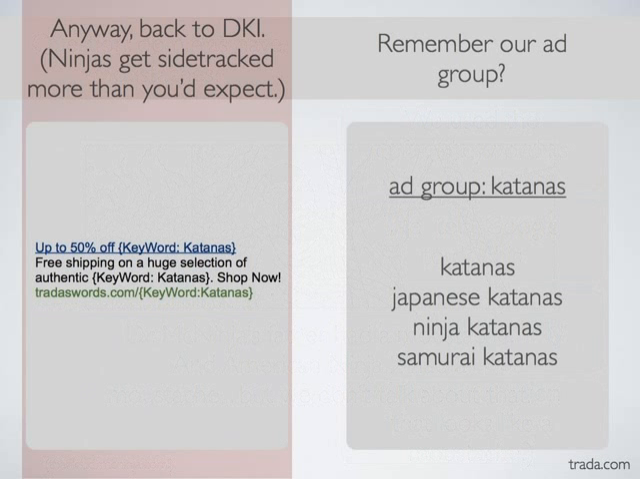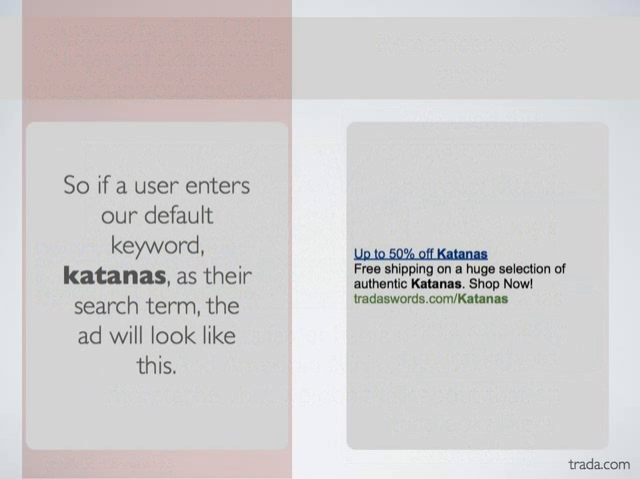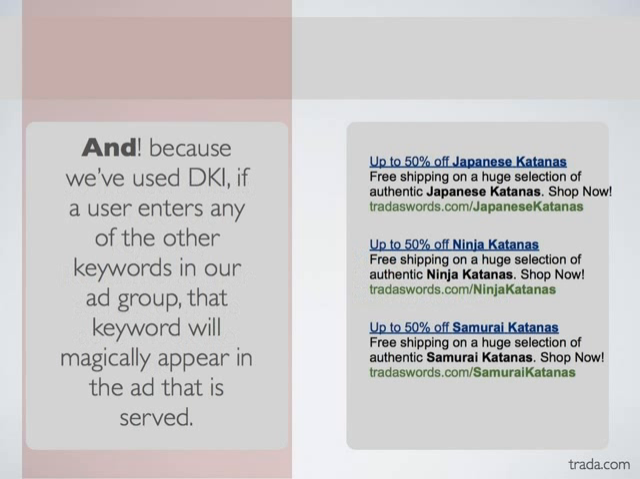Anyway, back to DKI. So if you can see here, we've written our ad with our default keyword in it. But remember that we have some other keywords in our ad group. So this was our default, but what happens when people enter the other keywords? If a user enters the default keyword, katanas, their ad will look like this. Up to 50% off katanas. Free shipping on a huge selection of authentic katanas. This is if people typed in katanas. But if they typed in any of those other keywords in the ad group, it just magically puts the keyword in. And as you can see, it bolds it. So you can see it's really popping off the screen right now.